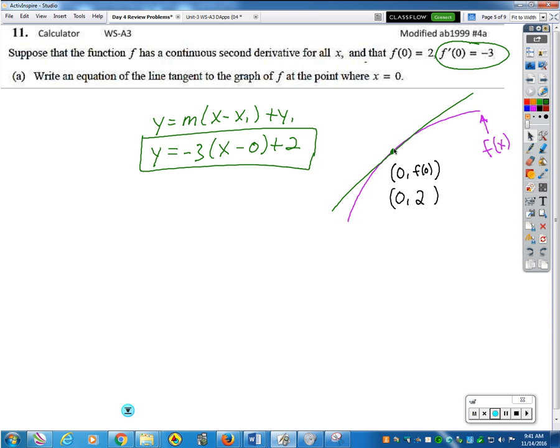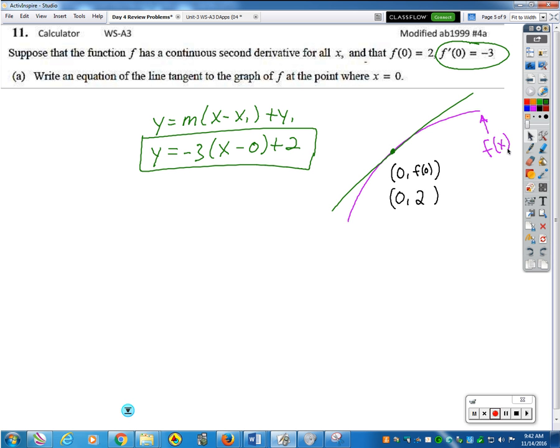I need to write the equation of the green line. So I have memorized that I always start the equation of a line with this template. And now I just plug in everything I need. I already know the x and y coordinate. I also need the slope of the green line. So I memorized that to find the slope of f, I simply use the derivative of f.